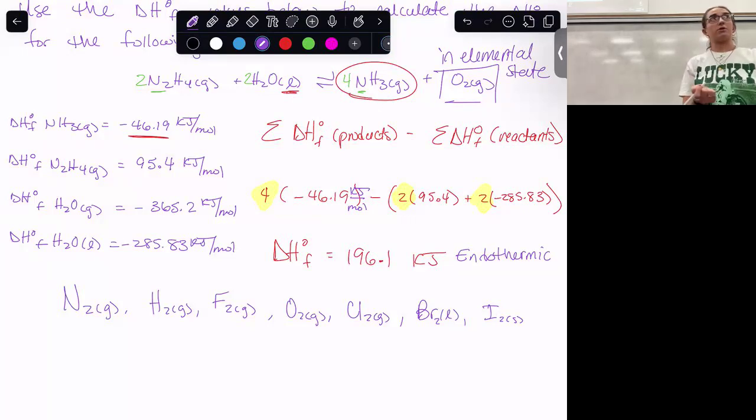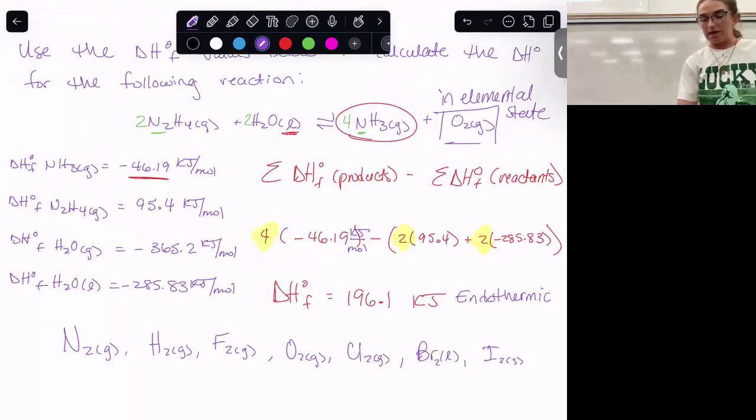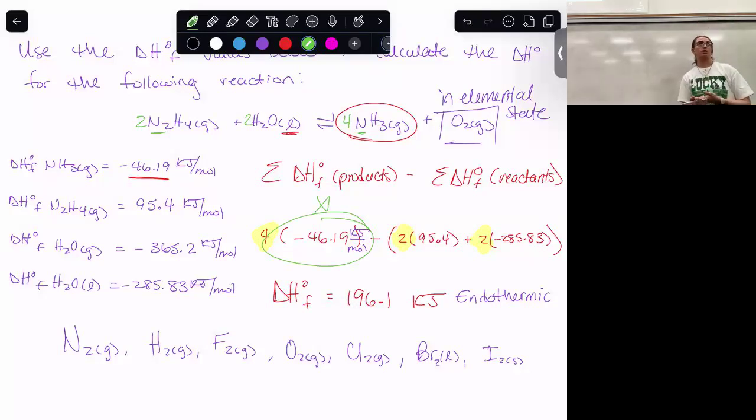Okay, and then you could also work backwards, right? If I gave you that the heat of formation was 1.96 and I asked you for the heat of formation of ammonia, then you would have the same equation, but now this component here would be your x, so you're just solving for x that way. So you can go backwards to find a heat of formation if you're given everything else.